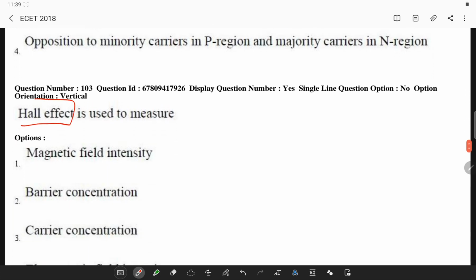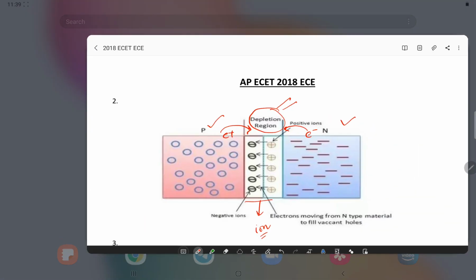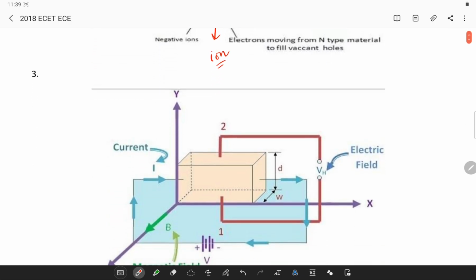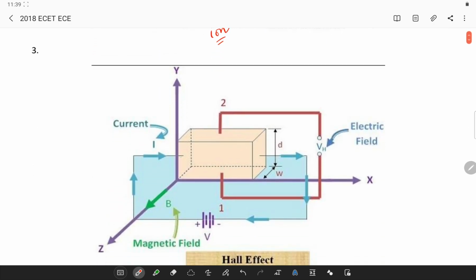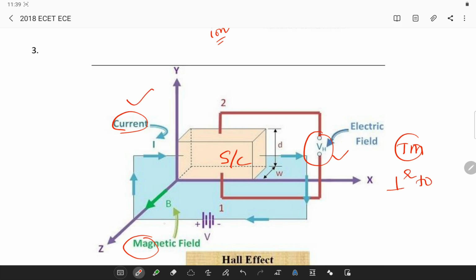So this is the Hall effect. Students will have a question on what the Hall effect is. Basically, if you place a current carrying semiconductor in a transverse magnetic field, you will have a voltage induced in a direction perpendicular to both the electric field current and the magnetic field. Simply, it is a three-dimensional axis in which you will have a semiconductor.